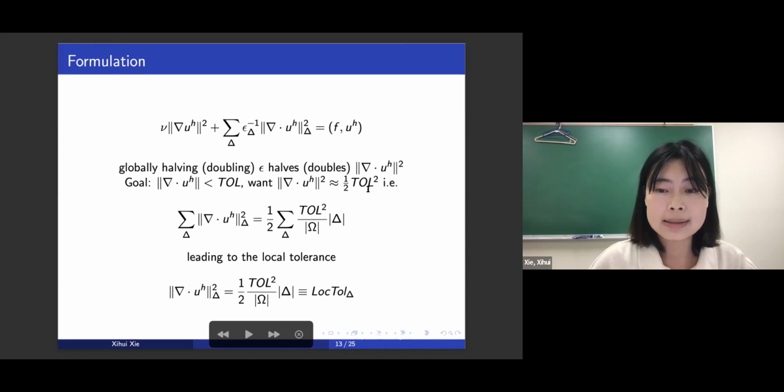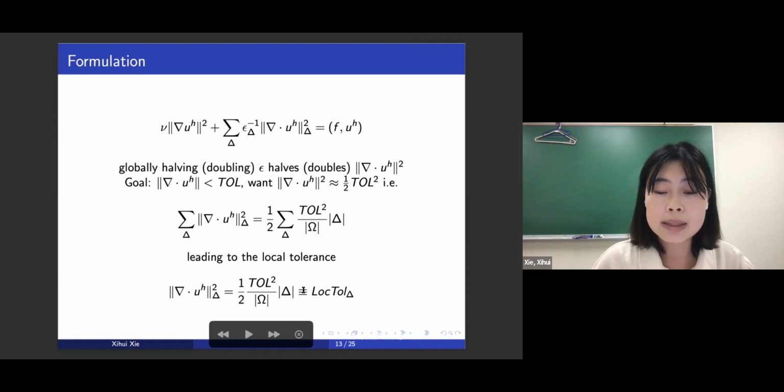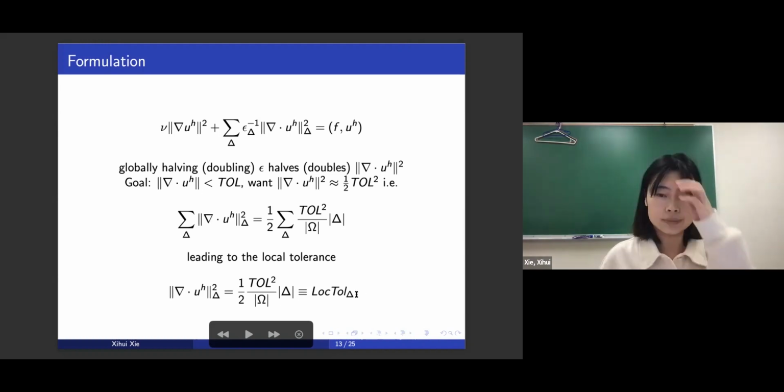Let's rewrite this equation. For the left-hand side, we write this as a sum over all elements. For the right-hand side, tau squared, we can write it as follows. So we get the following equation, which leads to the local tolerance. The local tau is defined to be 1/2 tau squared over the volume of the whole domain multiplied by the volume of each element. That implies that for each element, we want to control the div u norm such that it is approximately equal to this local tolerance.